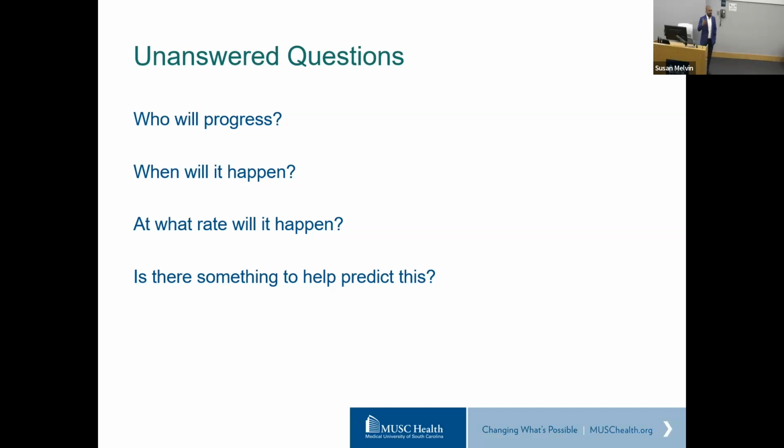When will progression happen? Again, previously we thought it was within the first 7 years. Now we know that data is not as clear, and we have seen progression even later on in the disease course. At what rate will it happen? Will it always progress in a linear rate, in a predictable manner? That is also not true.